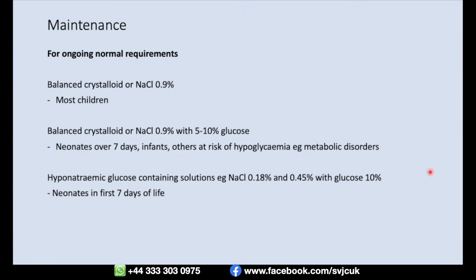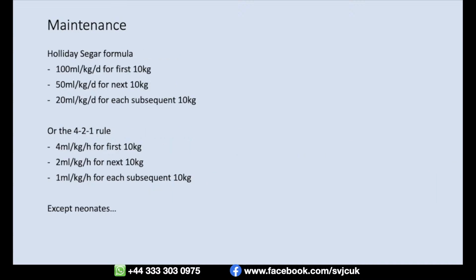Again, neonates in the first few days of life are a special situation, and for their maintenance fluids they will be receiving very low sodium concentrations, 0.18 or 0.5, with a significant amount of glucose. For determining the rate at which we're going to give maintenance fluids, we have two options. We have the Holliday-Segar formula, which gives us a daily maintenance fluid requirement, or we have the 4-2-1 rule, which is derived from this and gives us an hourly fluid requirement.